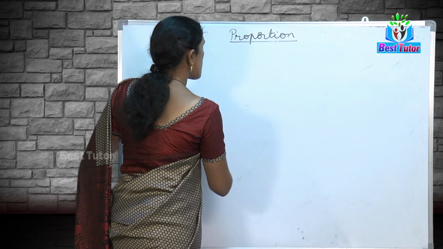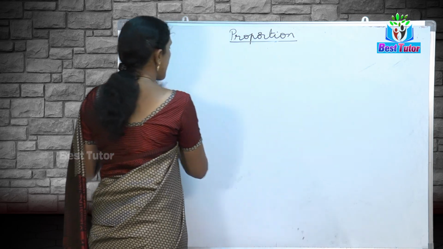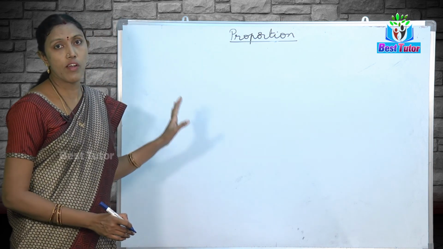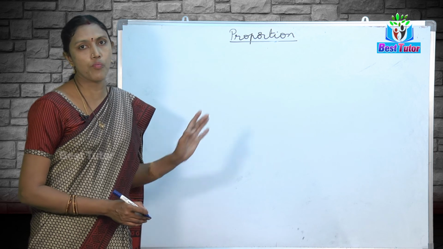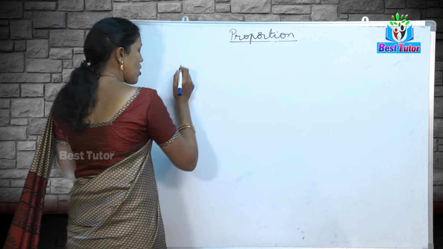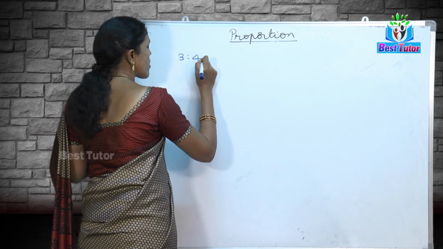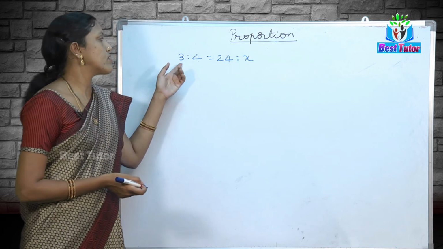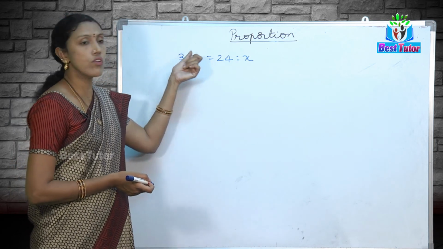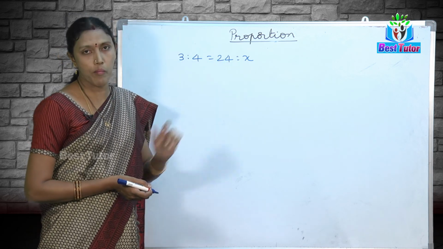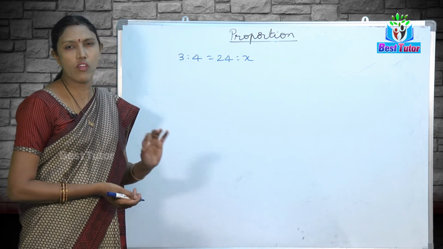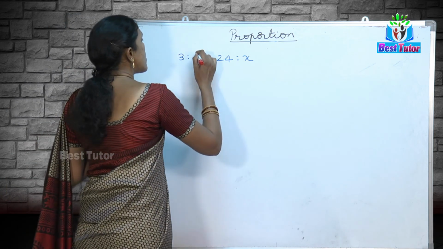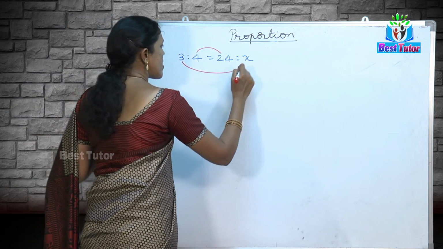So we have learned the basic definition of proportion, what the terms are called, what the means and extremes are, and we have also learned about the cross product rule. If we have 3:4 is equal to 24:x, this is given to be in proportion. That means 3, 4, 24 and x are in proportion. Find the value of x. This is a very basic question. Before we get into the details of the other concept, let us deal with this basic question.